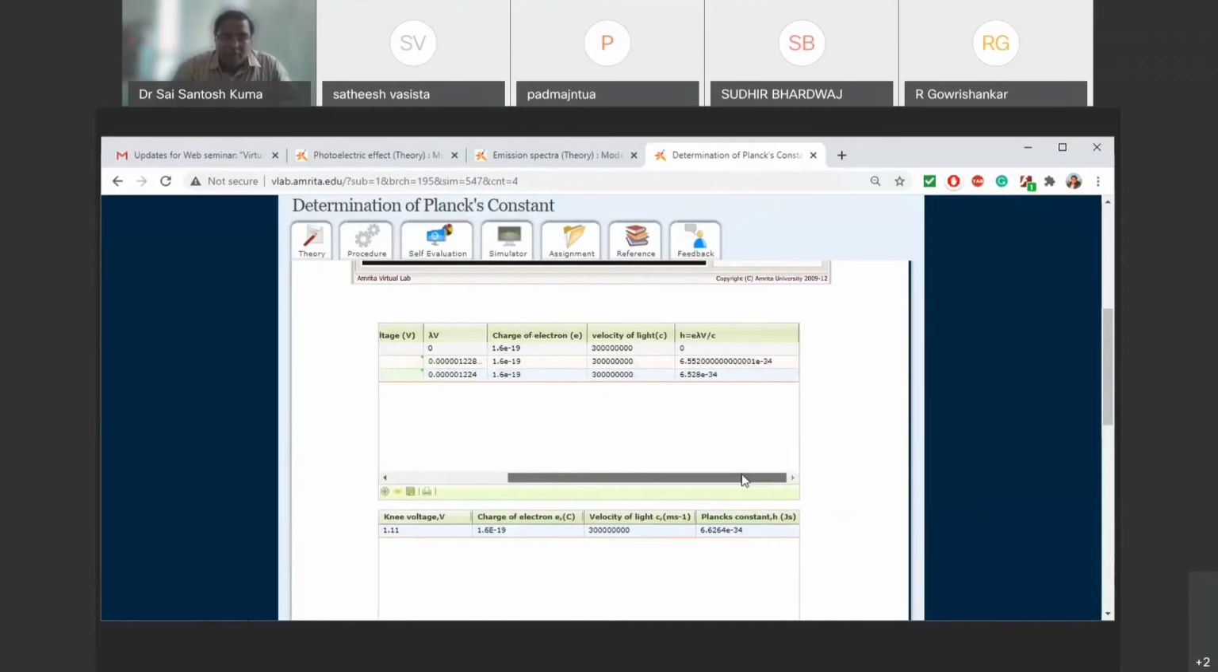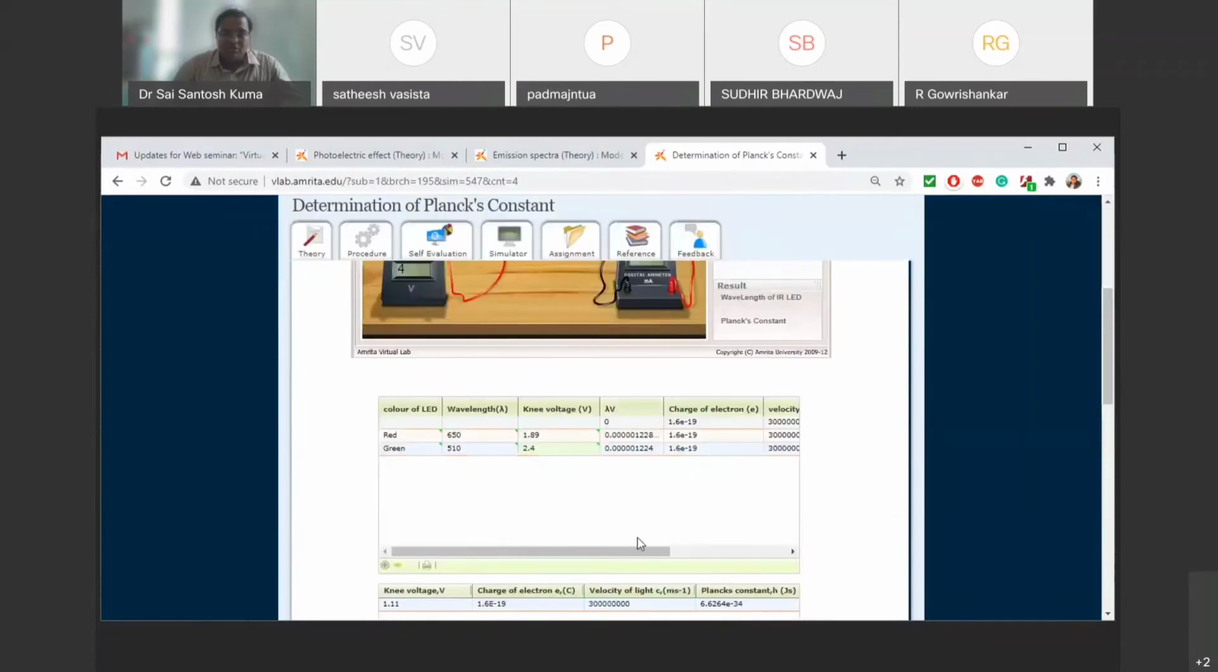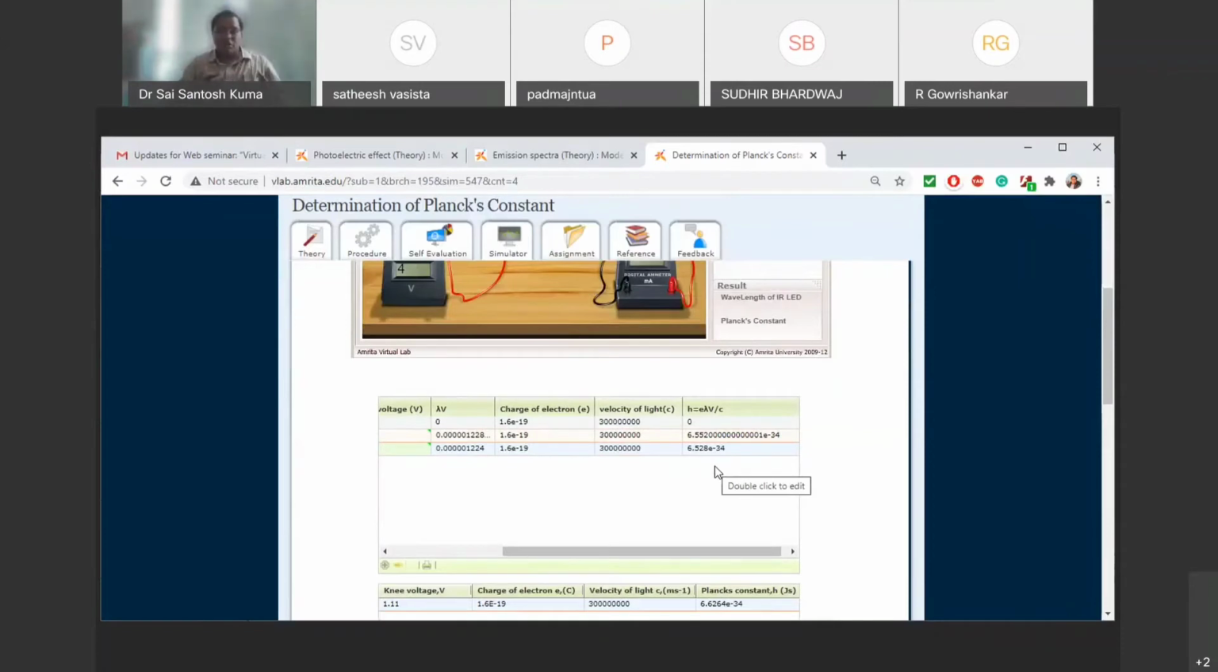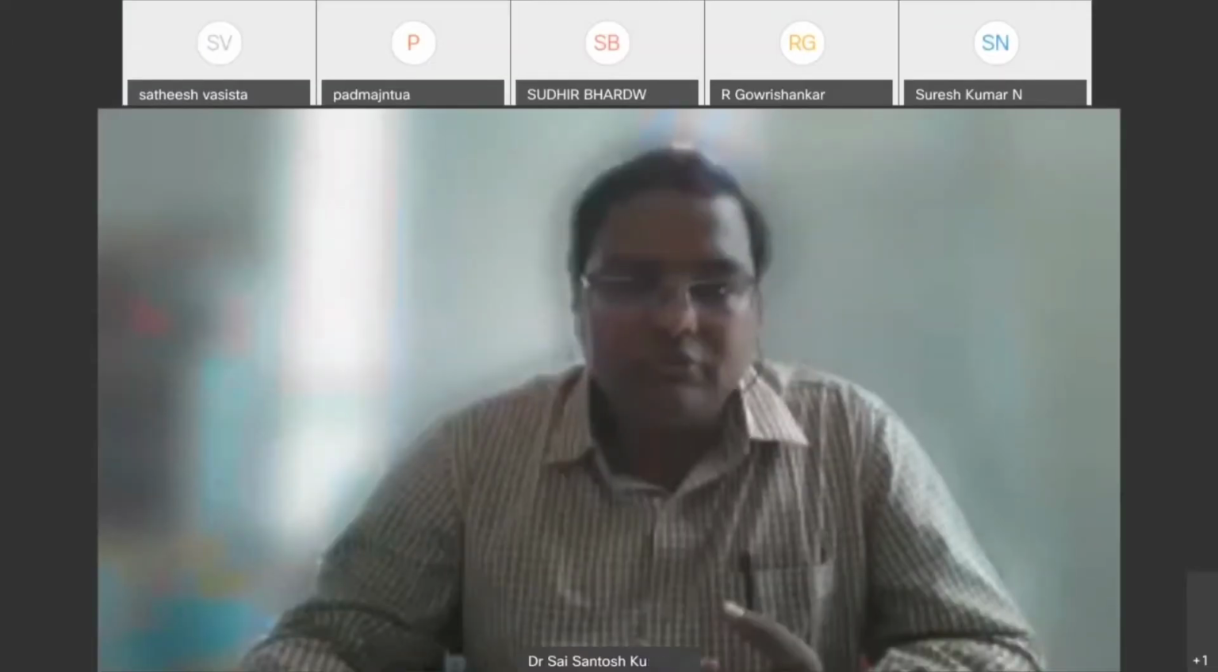Again, you have it. That way you may change all the colors, get your own table, and fill this in, and then you may check what is the mean value of Planck's constant you get for various LEDs. So this is how one can do the experiment. So I stop it here and I move to my PPT.